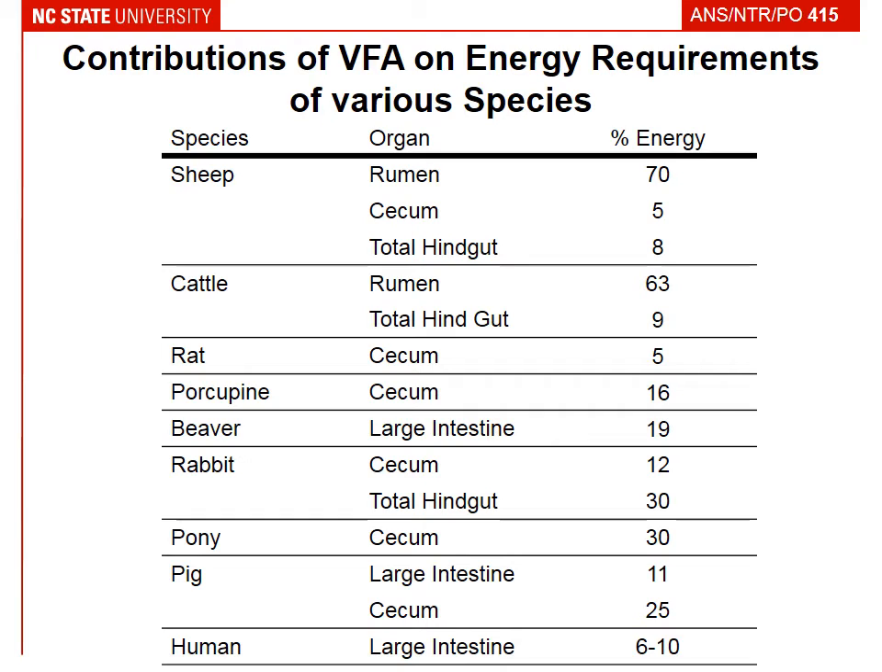So out of this table, things that I want you to know is you don't have to have all of them. Just generally, I would like you to know that ruminants such as cattle and sheep, 60 to 70% of their energy requirements. Hindgut fermenters are about 30, and human is about 6 to 10.